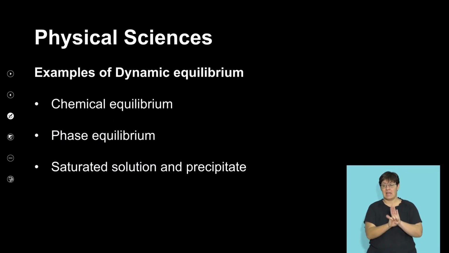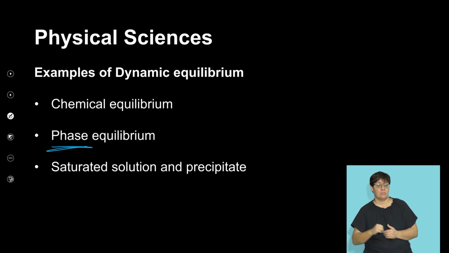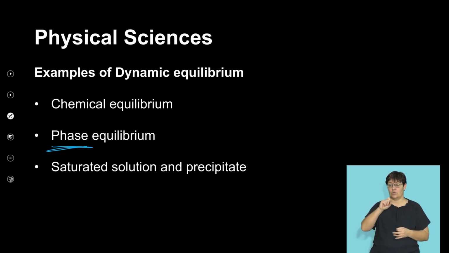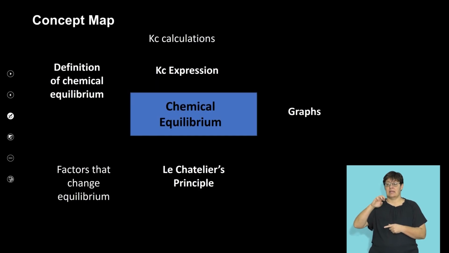Examples of dynamic equilibrium are chemical equilibrium, as we've done just now. We also have phase equilibrium. Think of something in a closed container that's allowed to evaporate, and then a saturated solution and precipitate. We also have a dynamic equilibrium in that system.